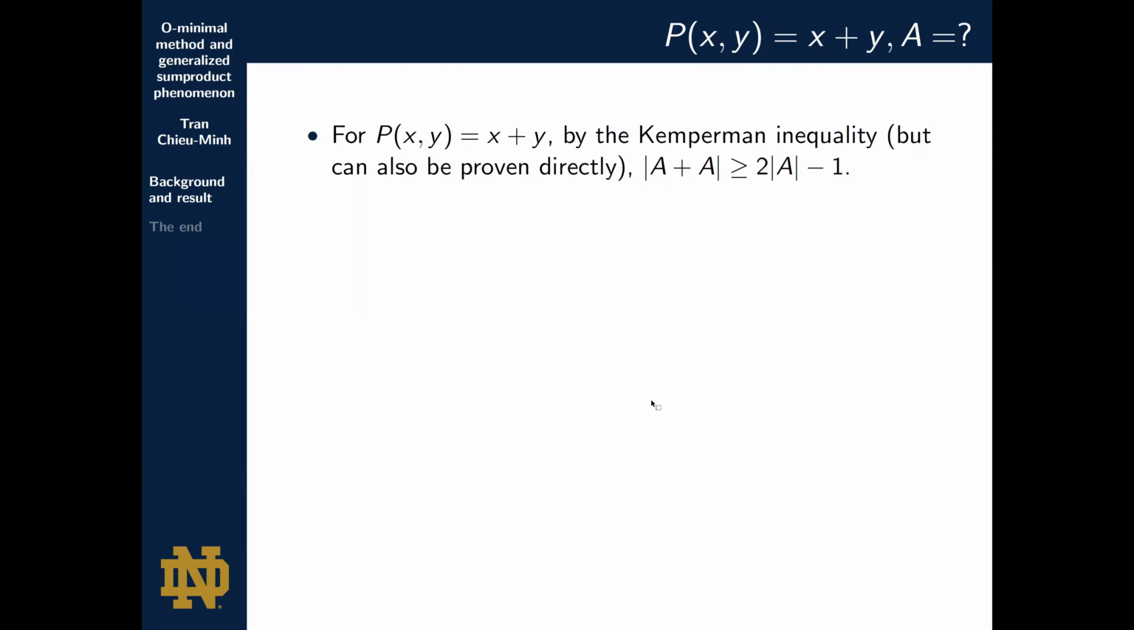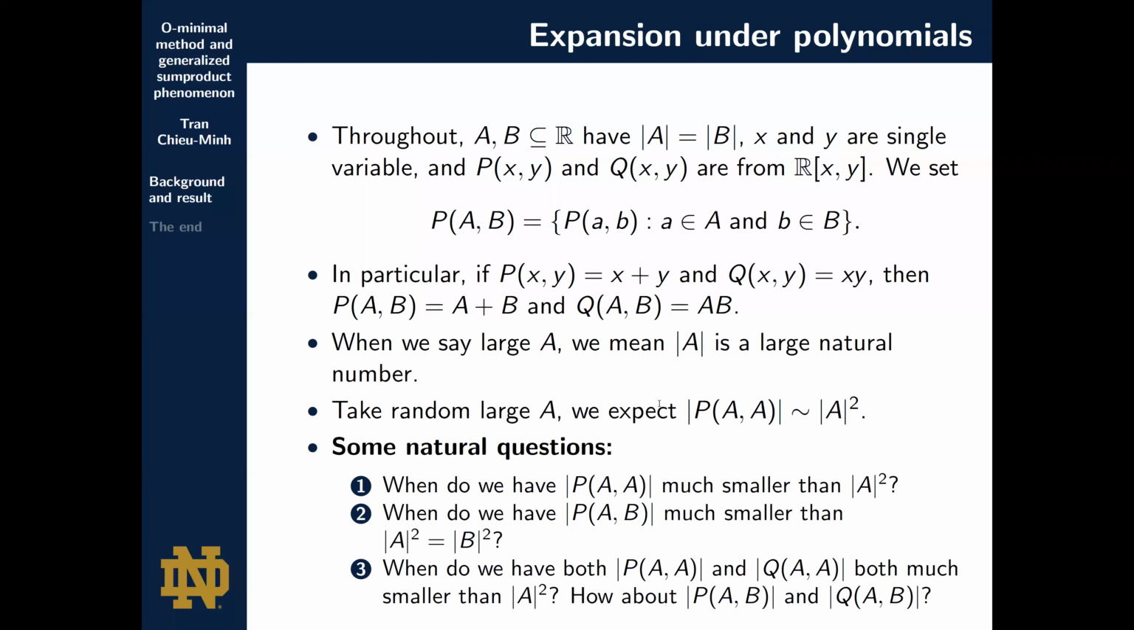Now, P is addition and Q is multiplication? This is just for example. But in the question we ask, we are interested in general when it is the case that this is much smaller. So this includes for which polynomials and for which sets A we would have P(A,A) much smaller than |A| squared.